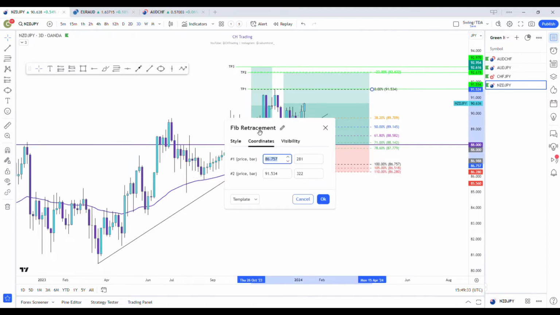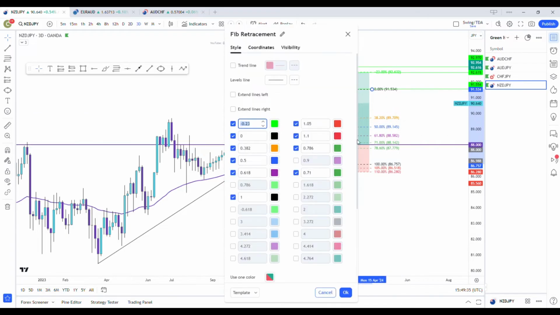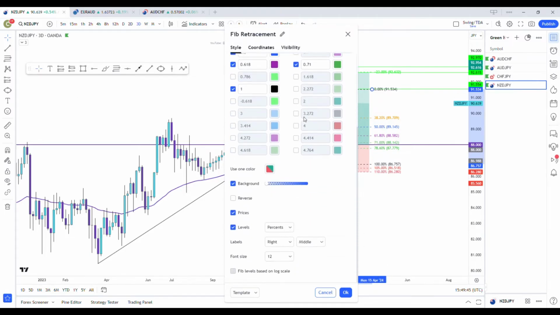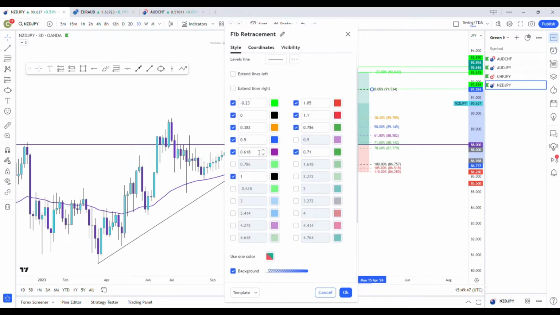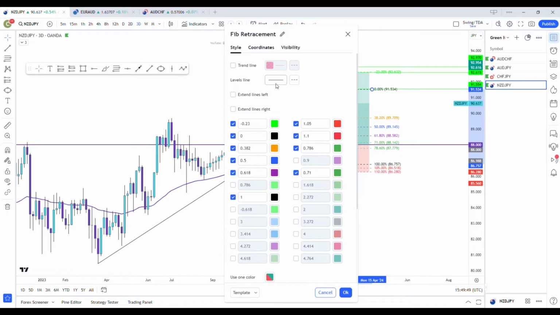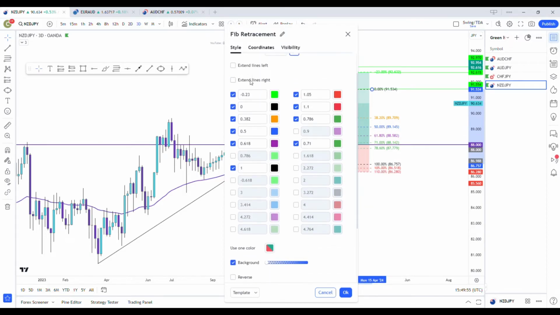How you set those up: open up your fib, double tap, click style, and then you can just change. You can literally enter whatever levels you want in here, select them or deselect them, change them to whatever colors you want. I don't have a trend line on. I keep the line pretty slim. I have a dashed line for them. Don't extend any lines. Like I said, it's better to just have them neat. They're the levels that I use. They're the colors that I use.